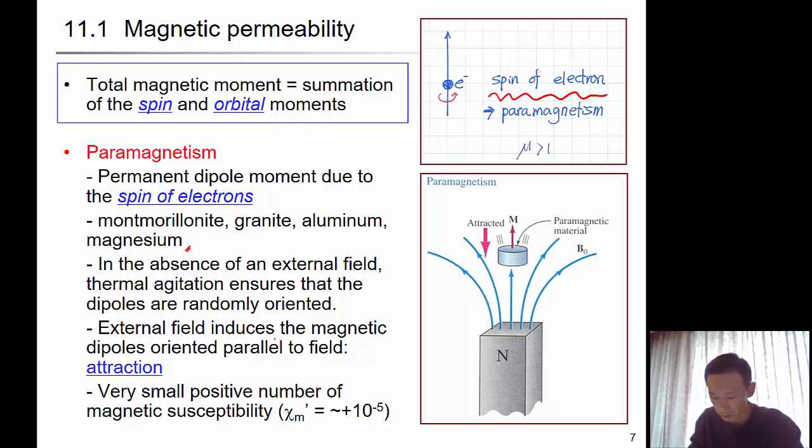But when an external field induces the magnetic dipoles to be oriented parallel to the field, in terms of the force, it's going to be attraction. So the magnetization direction will be parallel to the external magnetic field. So here will be the N and this will be the S. But still the number is very small. So the attraction will be very small.